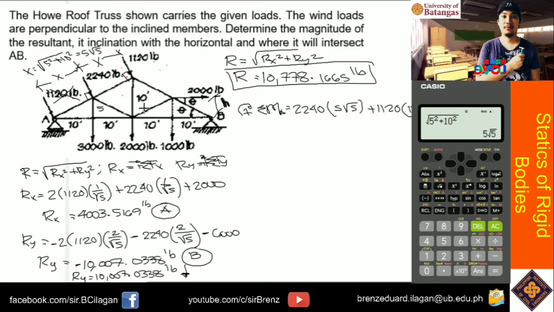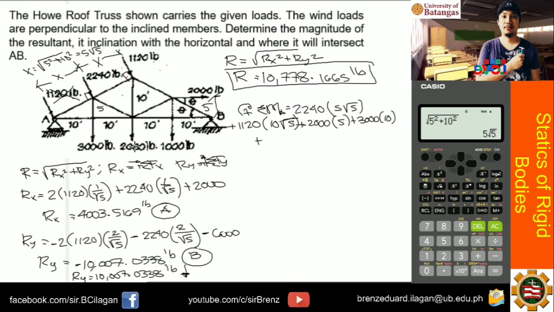And then, let's proceed with 3,000. So, again, makapag-produce siya ng clockwise moment and the perpendicular distance is this distance 10. So, plus 3,000 times 10. And then, plus, yung katabing force niya, itong 2,000. Plus 2,000 multiplied by the distance na 20. So, 10 plus 10. And then, 1,000. So, plus 1,000 multiplied by the distance of 30. So, what will be the moment at point A?